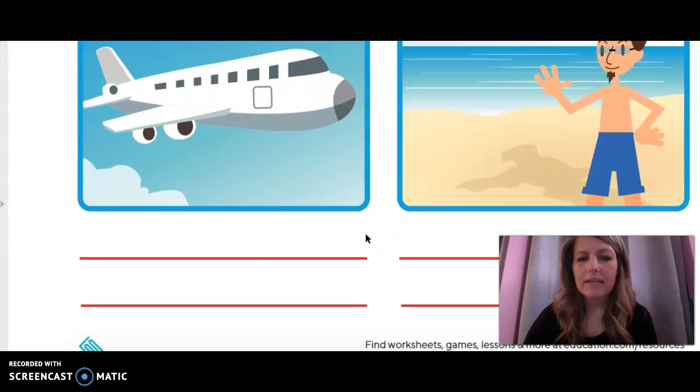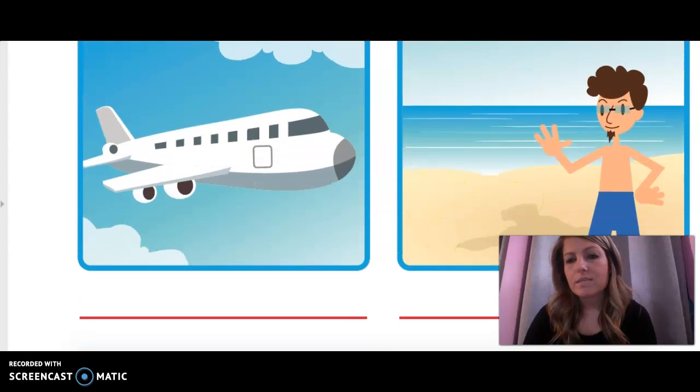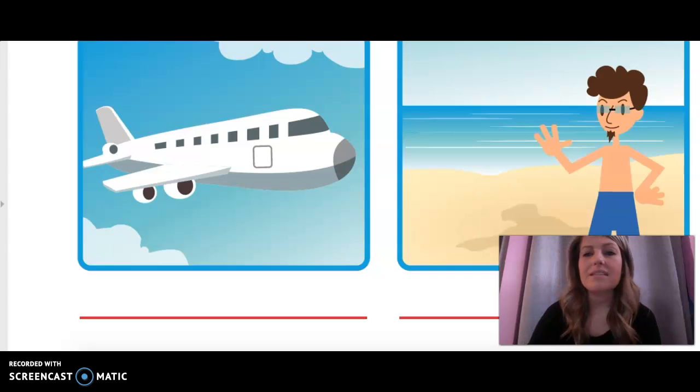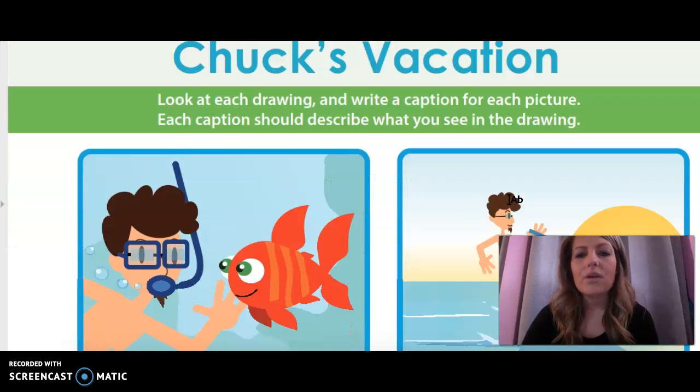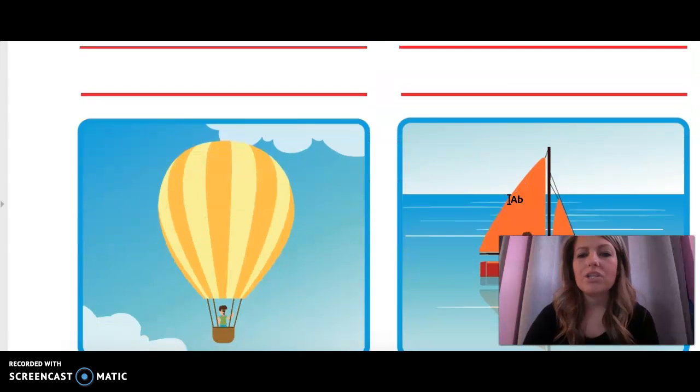The next picture is of him actually inside the plane. We can't see that he's in the plane, but we can assume he's traveling inside the plane. If we had to write a caption for that, it might be something like, he is in the airplane. This picture right here looks like he's reached his destination, which means the place that he wanted to go to on the vacation. So we might write something like, he's at his vacation spot on the beach. So you're going to write me captions for each one of the pictures.